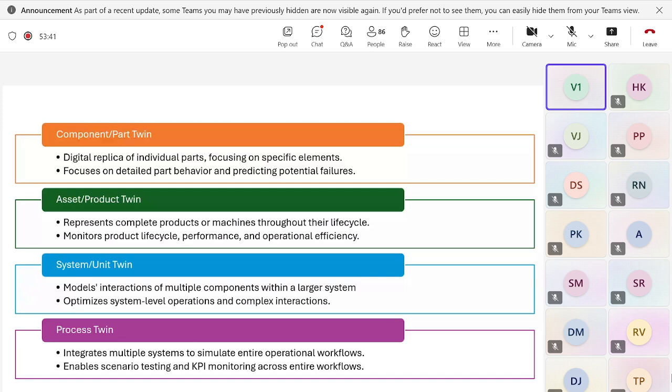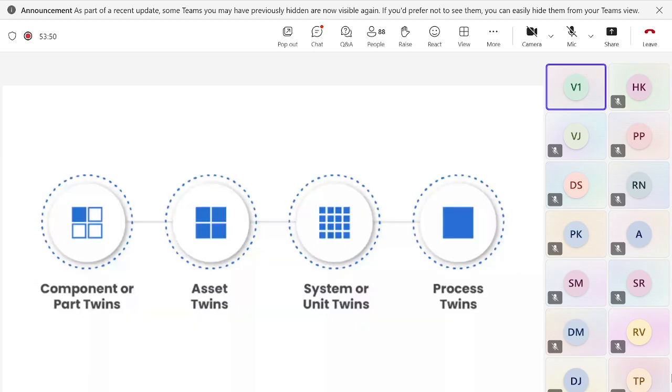With respect to that, we come to the basic layered architecture. I will get to the diagram. First is called component or part twins, and second is called asset twins. Third is called system or unit twins, and fourth is called process twins. We could see here, when we move from left to right, this is like a cell. The entire human body is broken into pieces. We call it a cell, which cannot be further subdivided. This is the smallest part in the body.